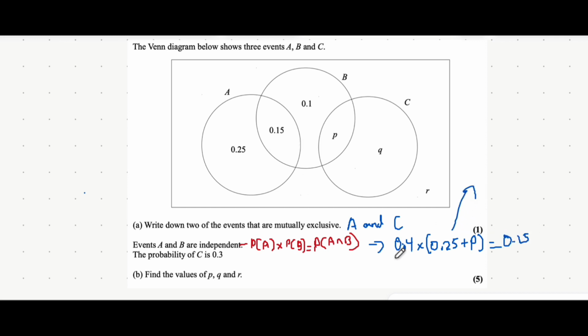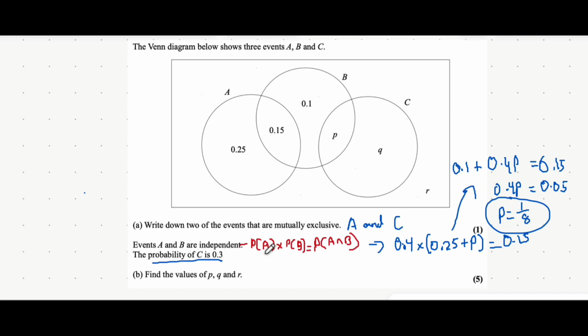For now, we can focus on expanding out the bracket and finding the value of P, because this is an equation that we can solve for P. 0.4 times 0.25 is 0.1. 0.4 times P is 0.4P, and that's equal to 0.15 on the right hand side. Take away 0.1 from both sides, so 0.4P is 0.05, and divide both sides by 0.4. So that will be 0.05 divided by 0.4, which will be 5/40 or 1/8. I'm just going to double check that just because I don't want to go through anything wrong. Yeah, that's correct.